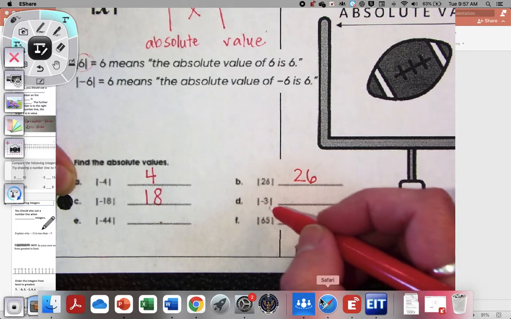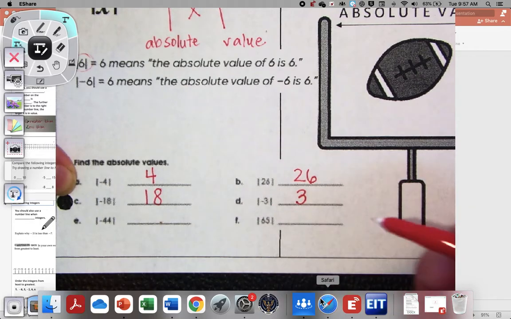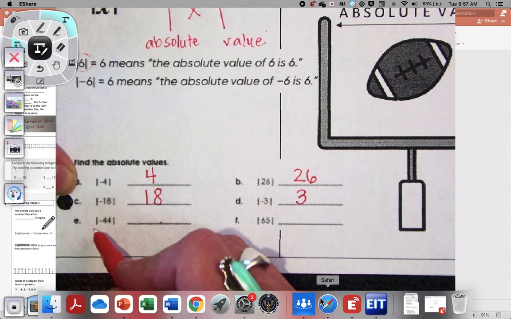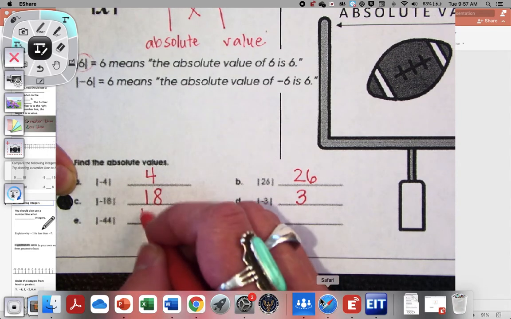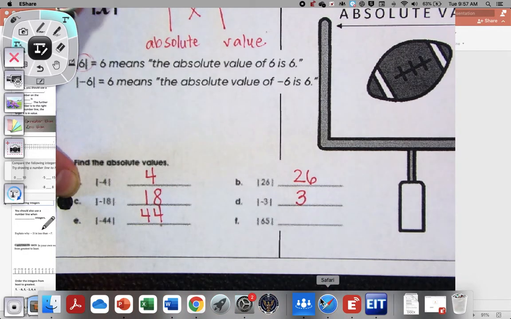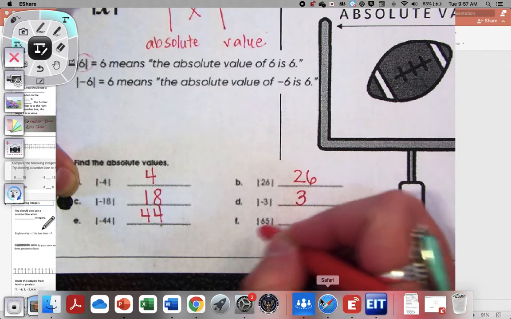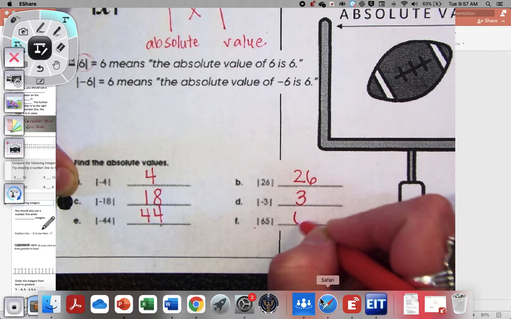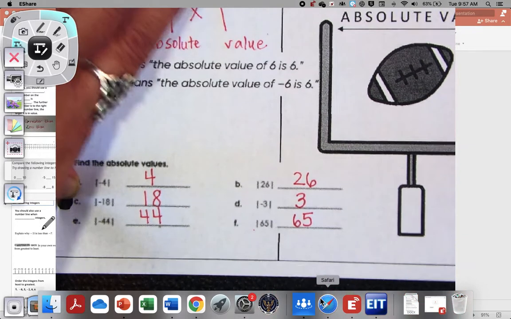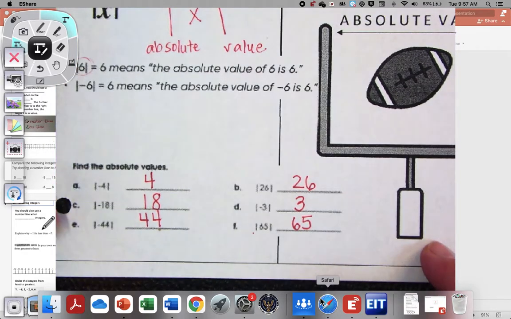What is the absolute value of negative 3? 3, because negative 3 is 3 places from 0. What is the absolute value of negative 44? 44, because negative 44 is 44 spaces from 0. What is the absolute value of 65? 65, because it is 65 places from 0.